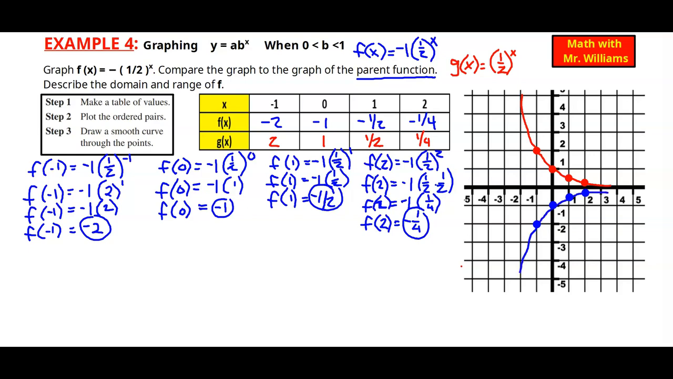Okay, so now we have both our graphs done. So the graph of f is a reflection in the x-axis of the graph g. Basically, it's the reciprocal of it on the other side, the flipping of it. From the graph of f, you can see that the domain is all the real numbers, and the range is y is less than 0.